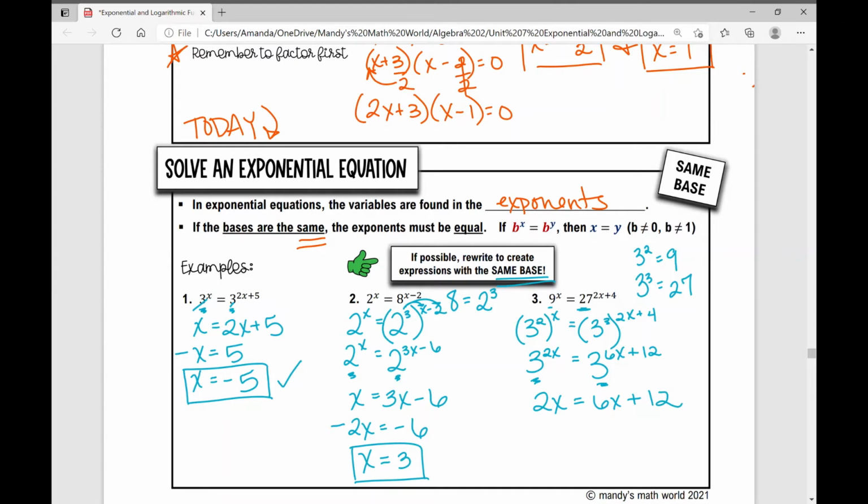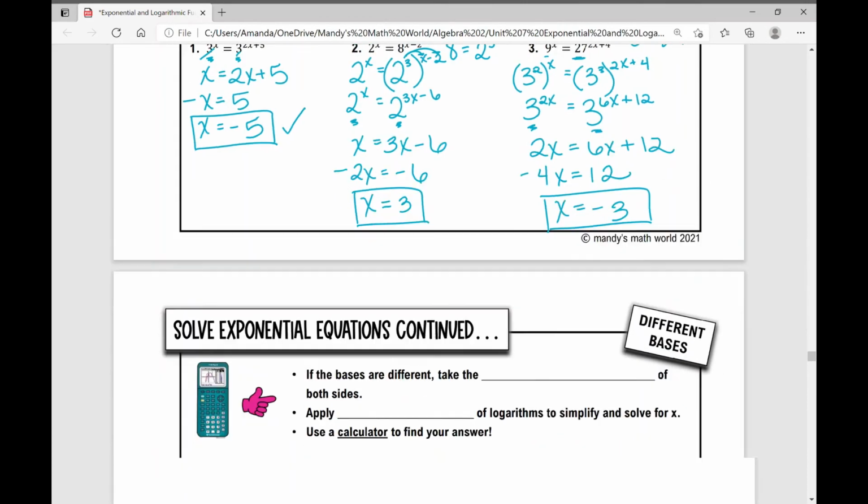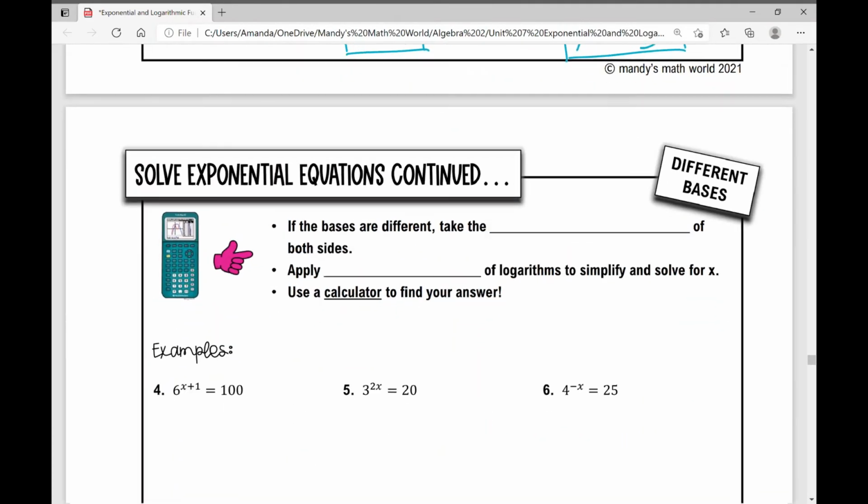When I move my variables to one side, I'm going to subtract that 6x. I like to move the variables to the left. So I get negative 4x equals 12. Divide both sides by negative 4, and I get x equals negative 3. And you can always go back and check your work. For the sake of time, I'm just going to move on.